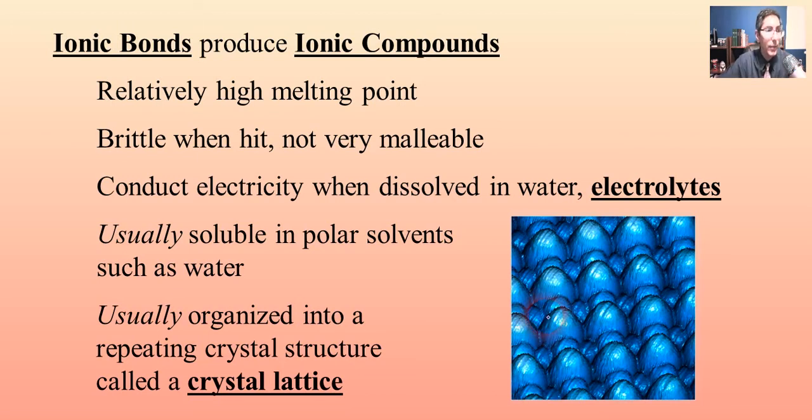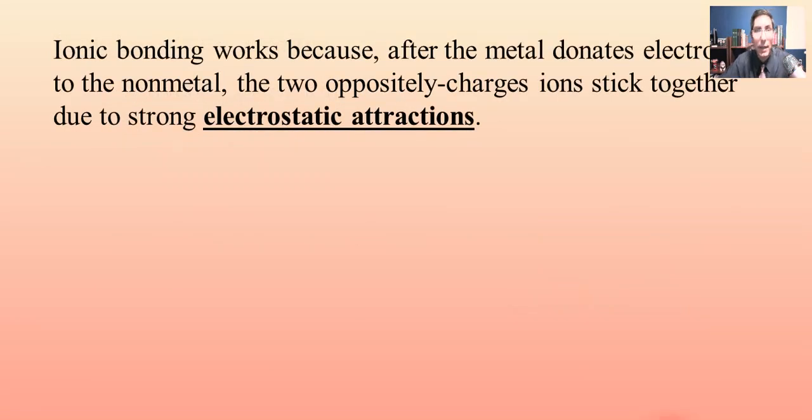Now, when we talk about ionic compounds, this ionic bonding works because after the metal donates electrons to a nonmetal, we now have these two oppositely charged ions, a cation that's positive and an anion that's negative. And the reason that they stick together and form that very strong ionic bond is because of what we call these electrostatic attractions. The fact is that we have positives and we have negatives, and the opposite charge forces there cause them to stick together very, very well.